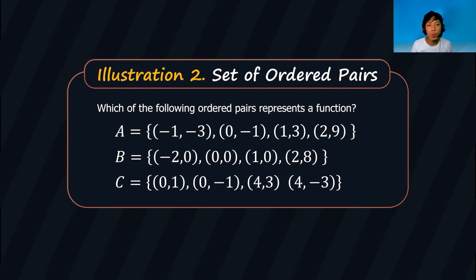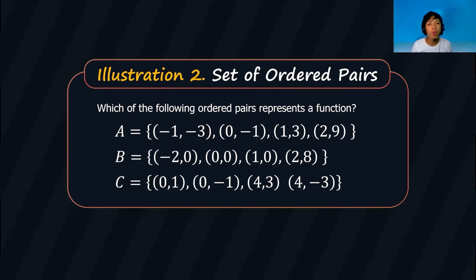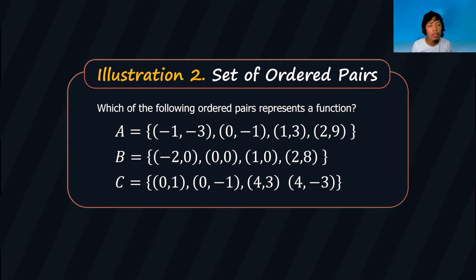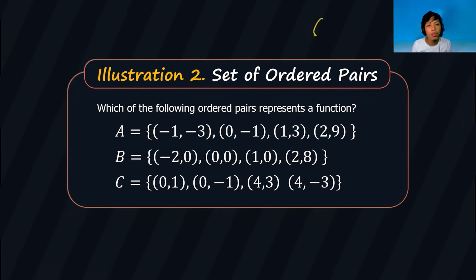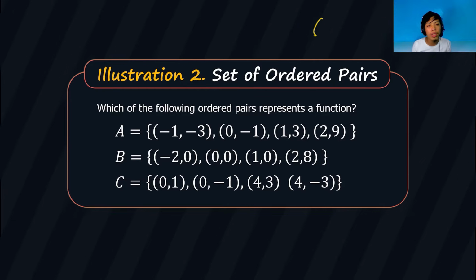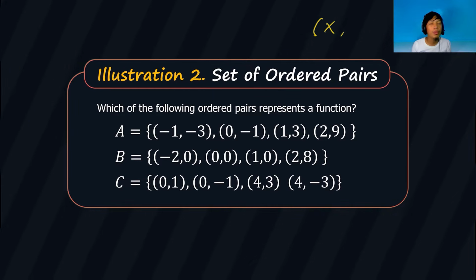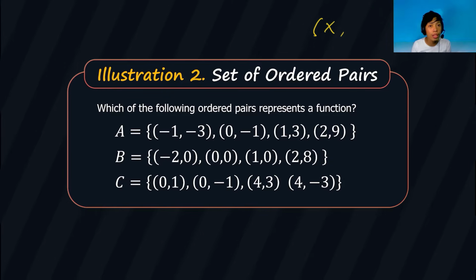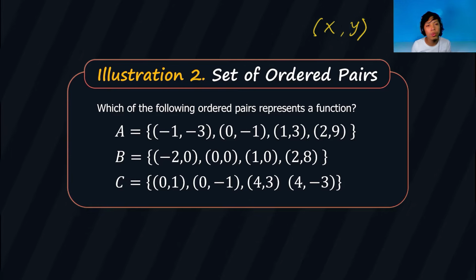Okay, illustration number 2, set of ordered pairs. How do we determine if a set of ordered pairs is a function? By the way, when we say ordered pair, it's inside parentheses. The first number is X, the abscissa or X coordinate, and the second number is Y. This is always included in parentheses.